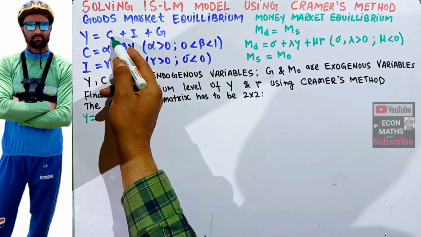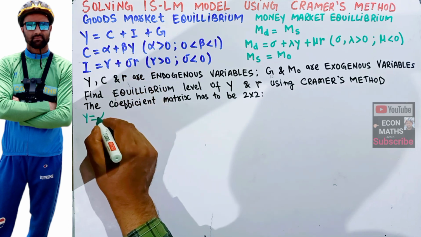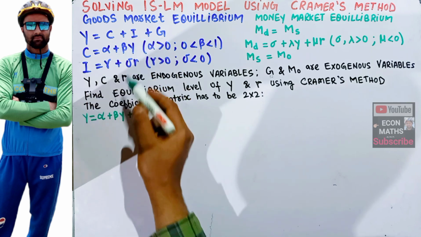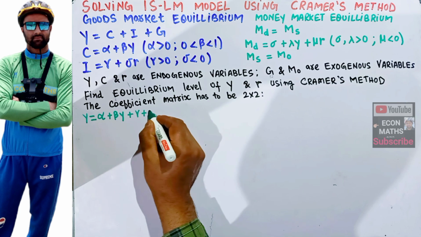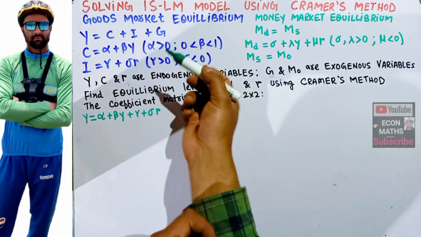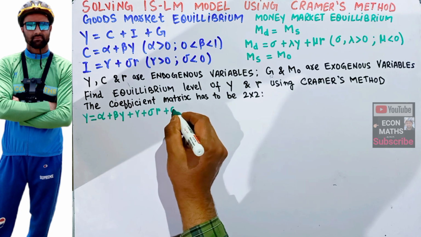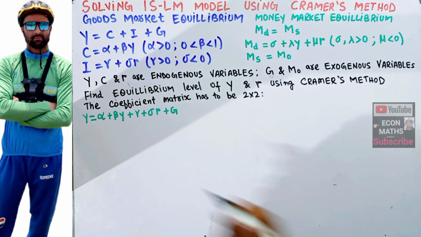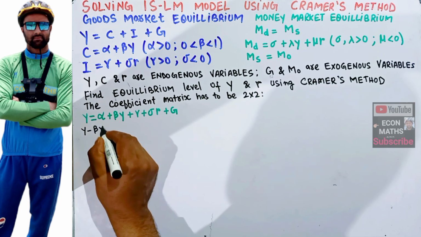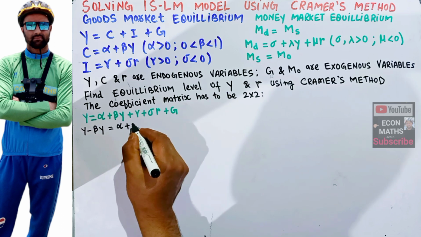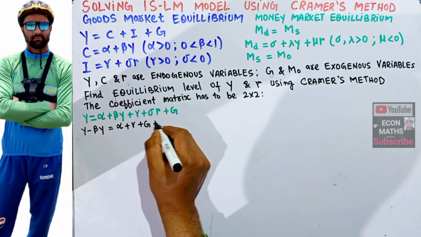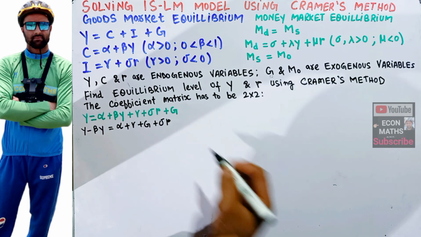Y is equal to consumption, so in place of C I will write alpha plus beta Y, plus investment, which is given by this function, gamma plus delta r, plus government spending, which is exogenous, equal to G. So let us transpose this term here. So we have Y minus beta Y is equal to alpha plus gamma plus G plus delta r.